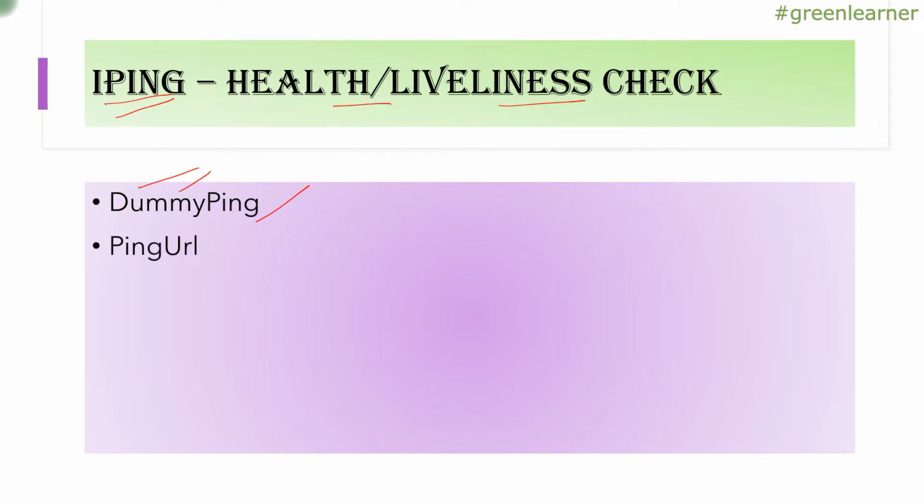Next is PingUrl. Here you can configure some URL so that before calling the service, to check the health status, it can call that URL, and based on the response it will decide whether it is up, whether it is live, whether its health is okay or not. Normally in PingUrl you configure the health URL of the microservices that you have, right? You remember when you add Spring Boot Actuator, it provides you the health URL so that you can check the health of the application.